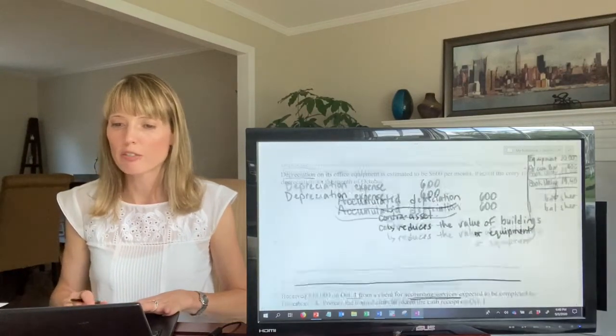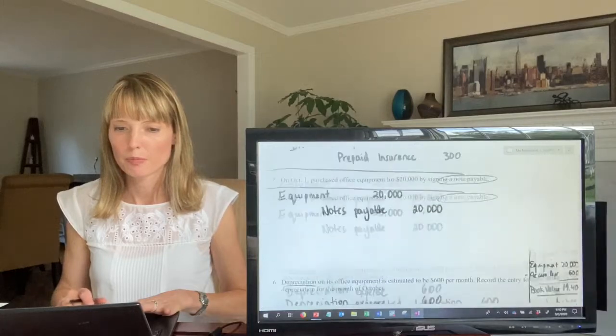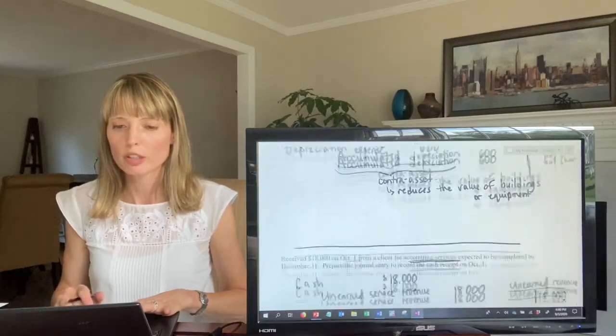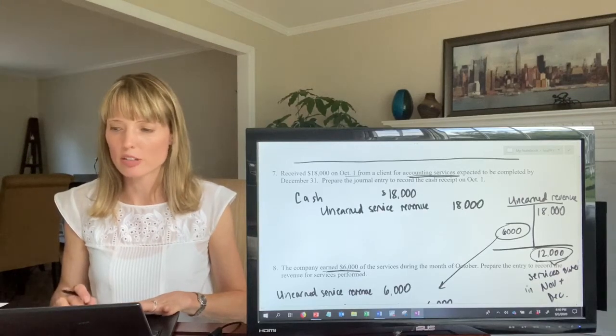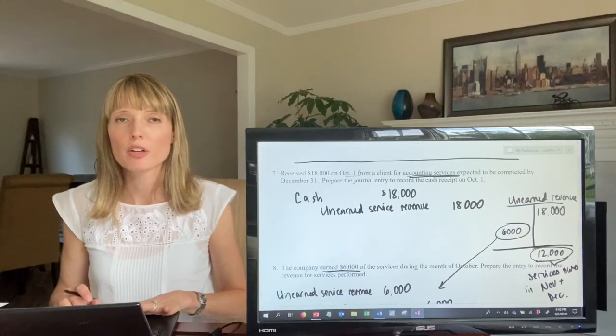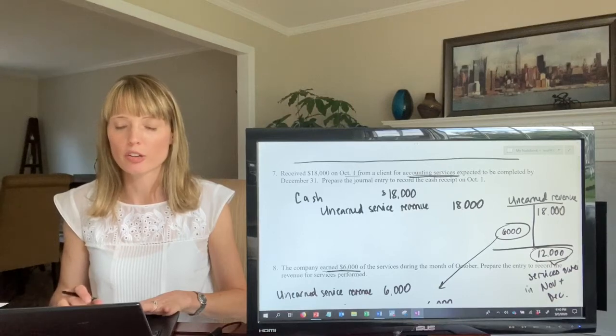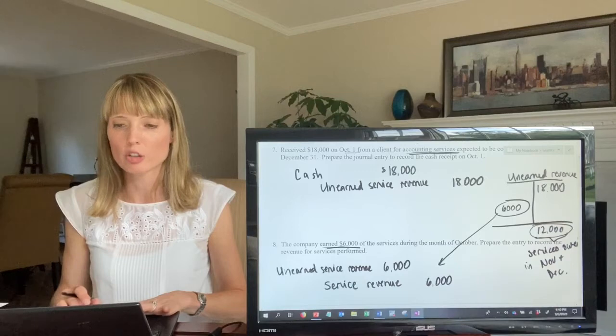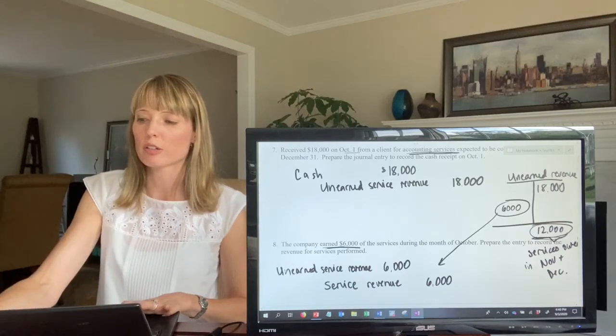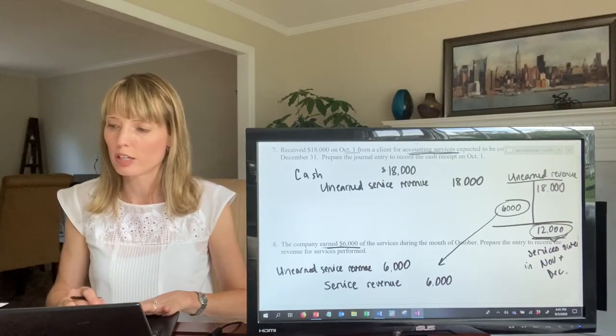How about unearned revenue? We recorded unearned revenue in transaction 7 when we received $18,000 of cash from the customer, but then throughout the month we earned 1/3 of that. So what's our balance in unearned revenue at the end of October? It's the $12,000 related to the services owed for the next 2 months.